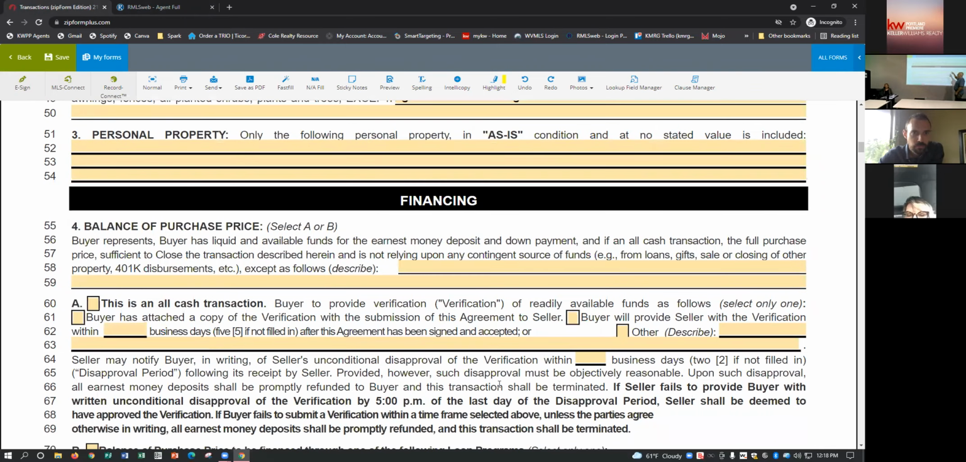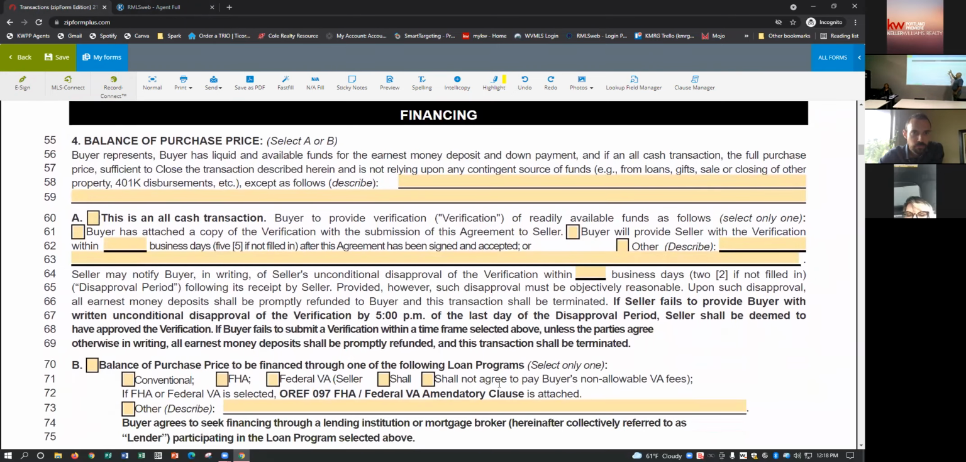Okay, now we're in the financial section of the purchase agreement. We're going to talk about how the buyer is going to purchase the property. The balance of the purchase price here: the buyer represents the buyer has liquid and available funds for earnest money deposits and down payments, and if an all cash transaction, the full purchase price sufficient to close the transaction, subject herein and not relying upon any contingent source of funds.